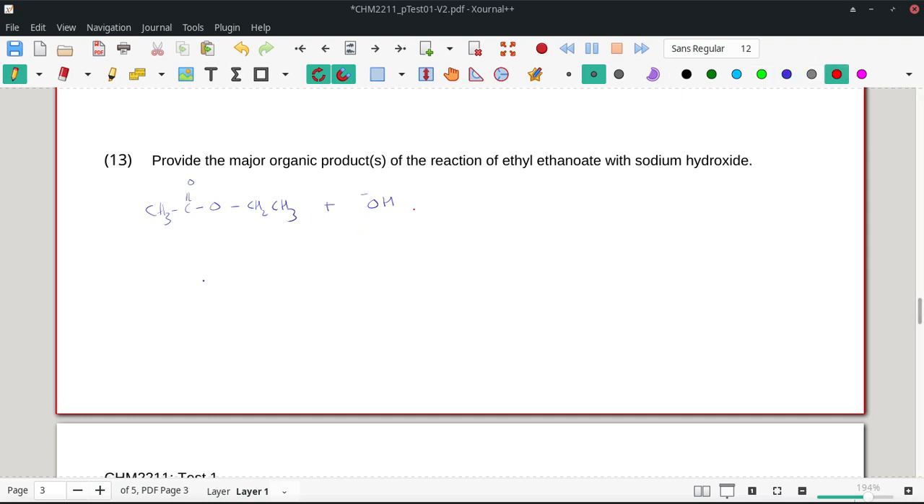Alright, so our first reversible step is the OH attacks, creating a tetrahedral intermediate. And I am going to do this with 2 arrows, because this one can bounce back and forth.